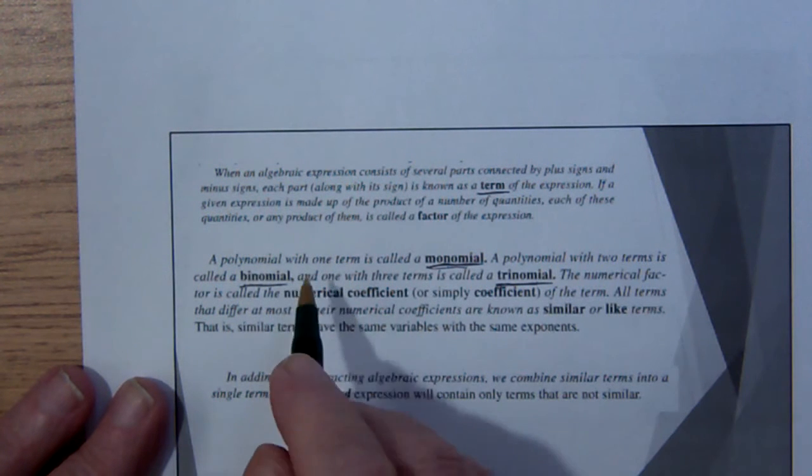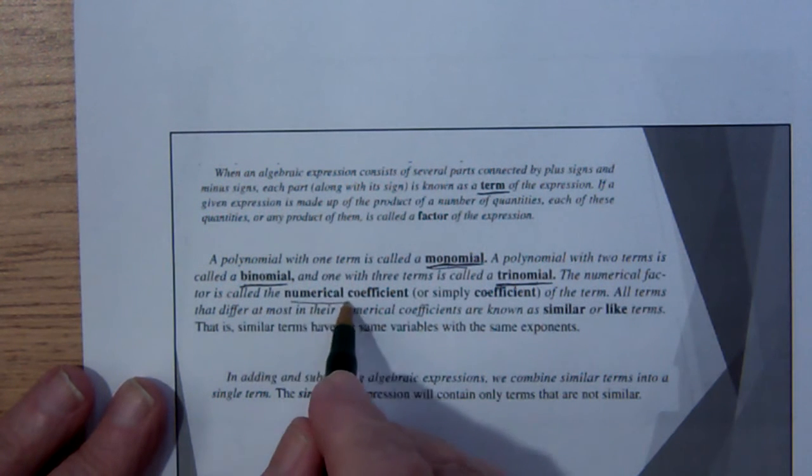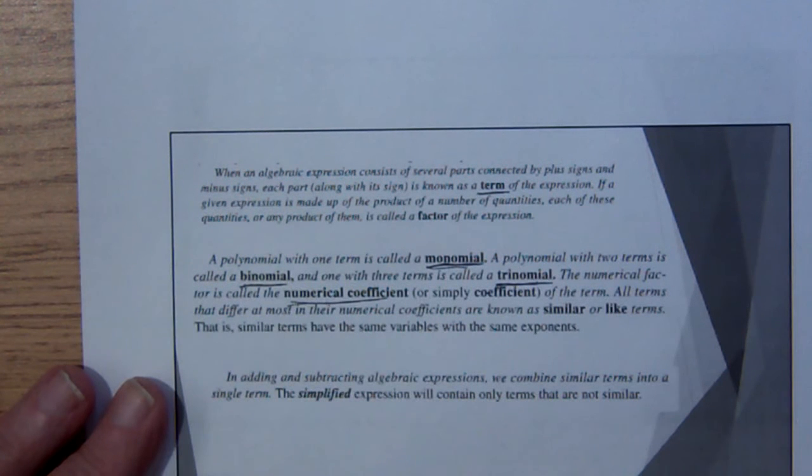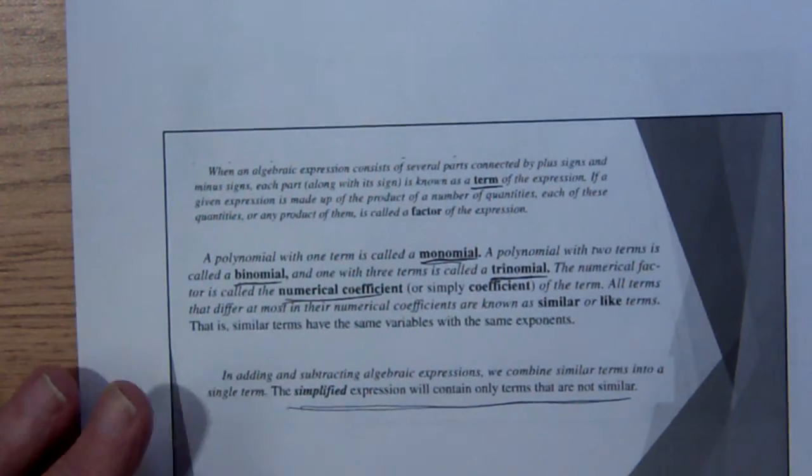The numerical factor in each term is called the coefficient of the term, or numerical coefficient of the term. And all terms that differ at most in their numerical coefficients are known as similar or like terms. Another way to say it is similar terms have the same variables with the same exponents. That's an important way to remember similar terms. And a simplified expression combines like terms.